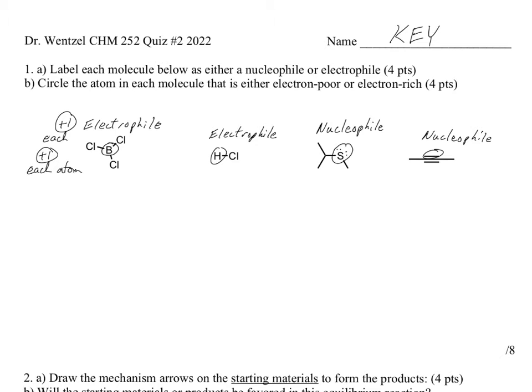HCl is an electrophile. It's a strong acid, really one of those reactive acids. So the H is the part that's electrophilic. Even though the chlorine has lots of lone pairs, it's really not a nucleophile.